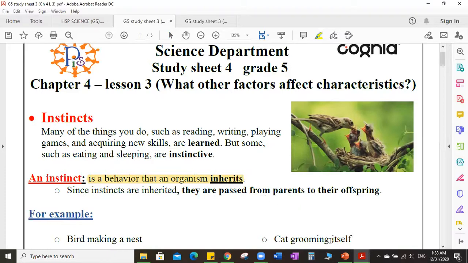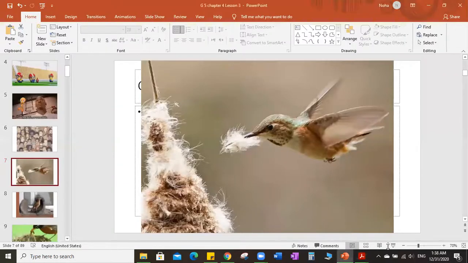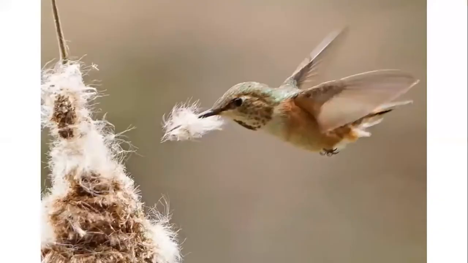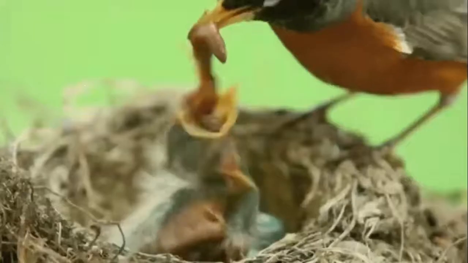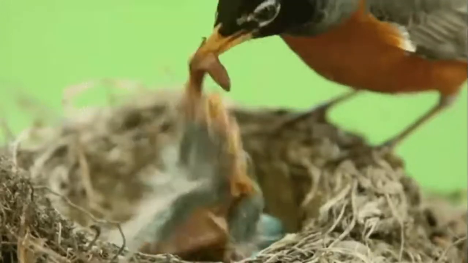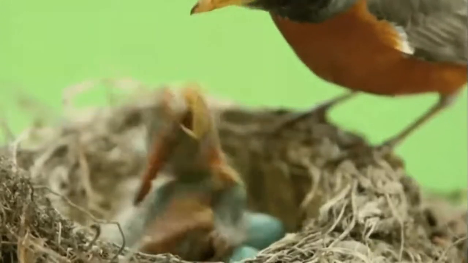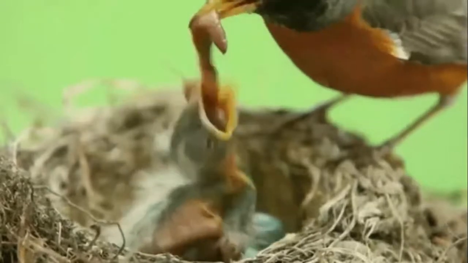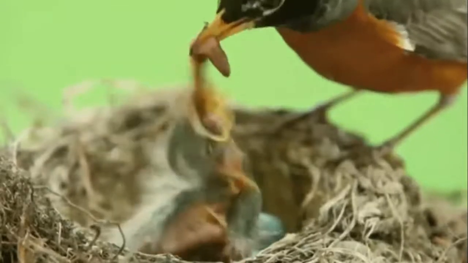For example, when birds build their nests, this is actually an instinct. They do not learn it, they just know how to do it. No one told them to do it before they were born. They are born with this ability to build their nests and to take care of their young. It's the same for most living organisms when taking care of their young. This is an ability they feel like doing. No one told them to do that.